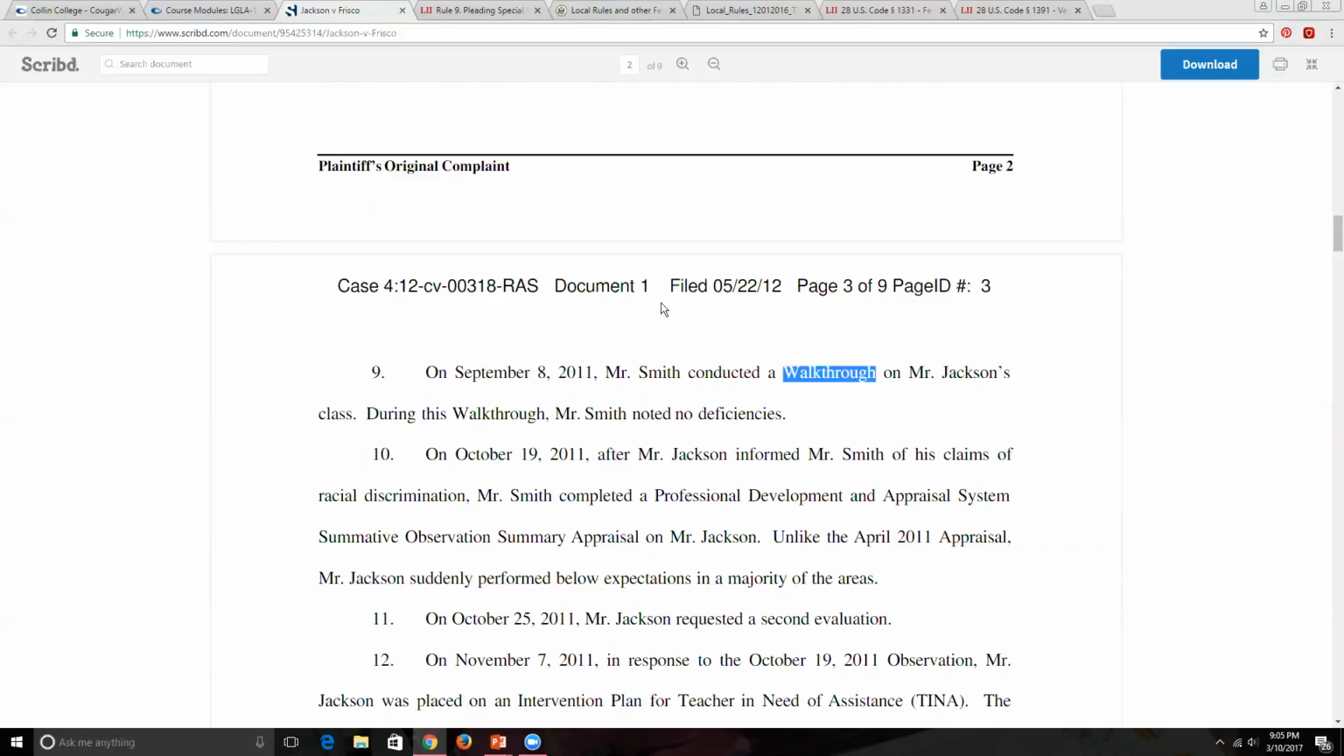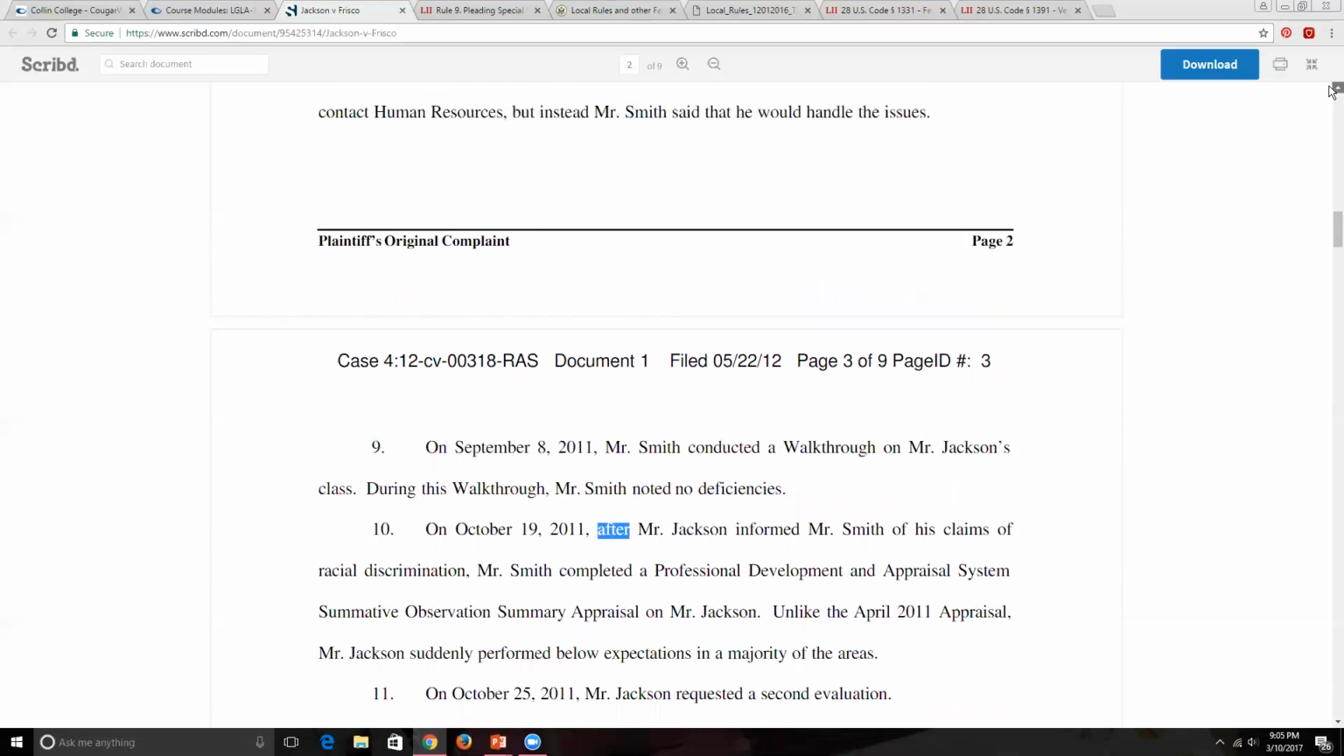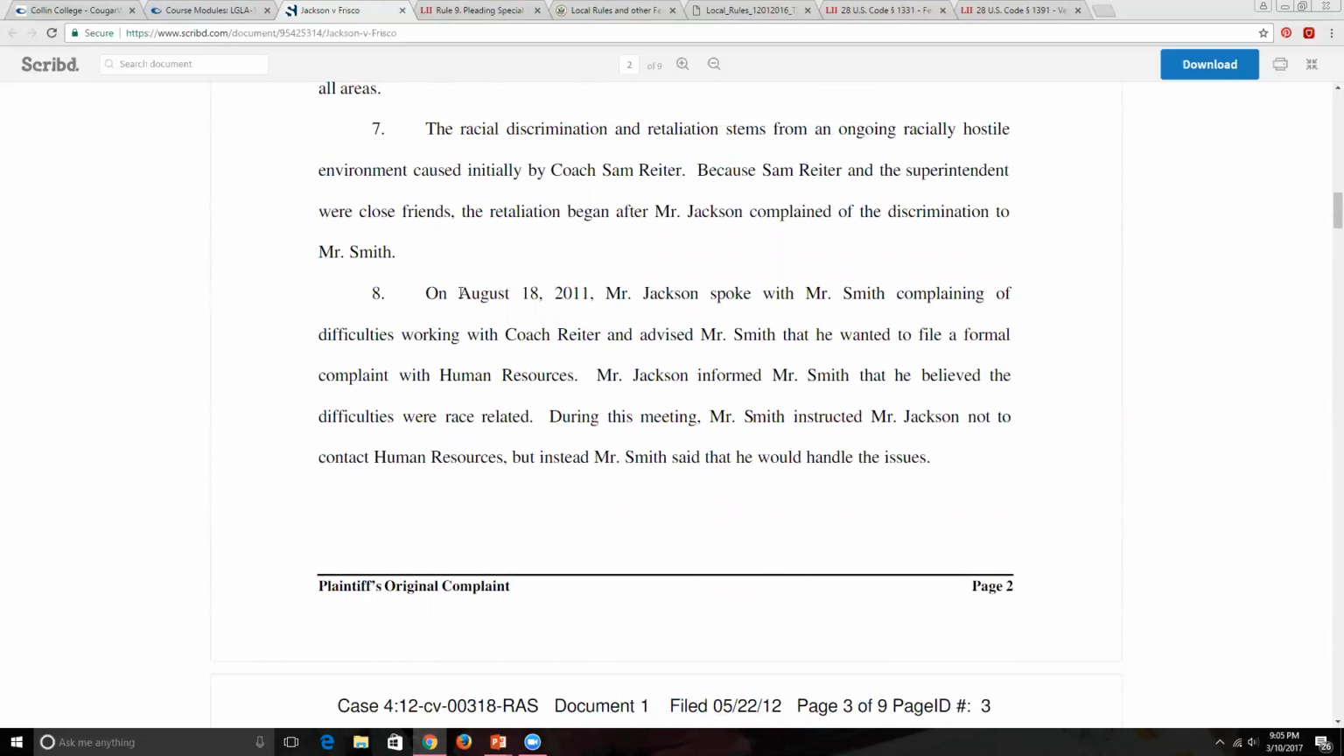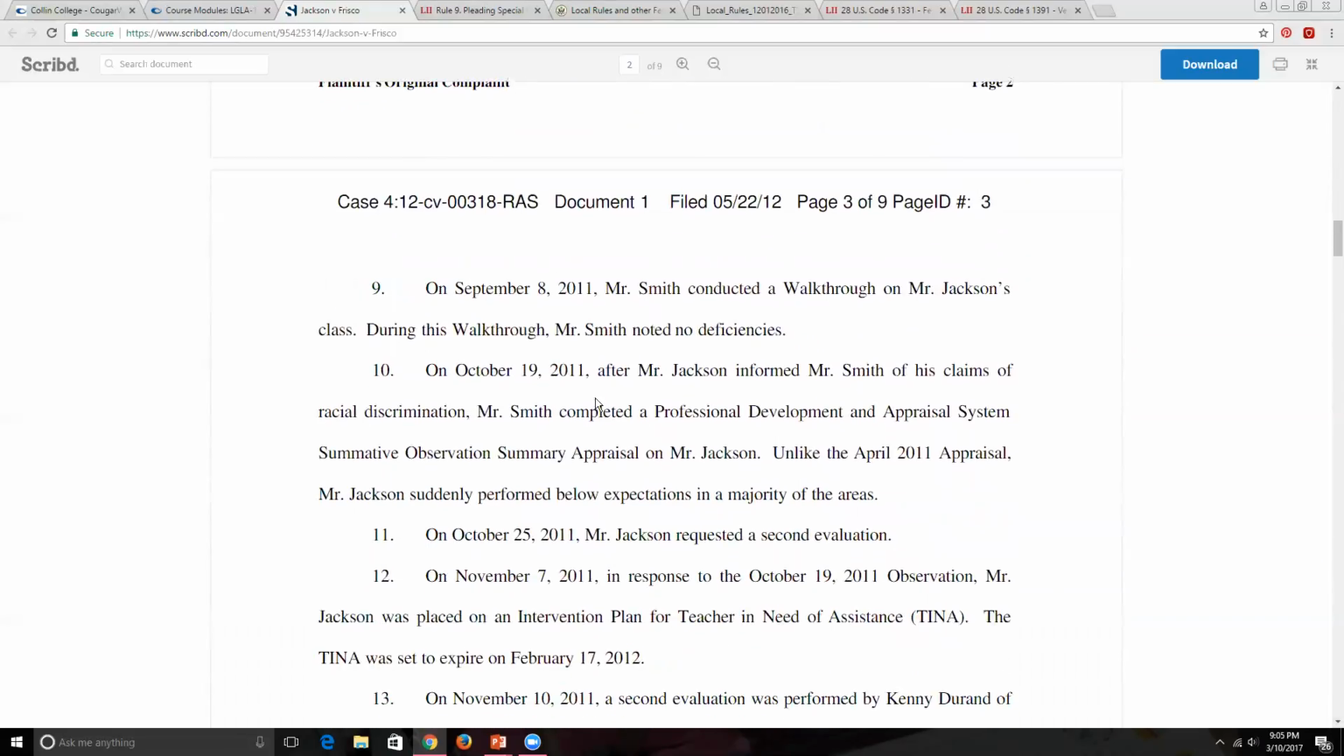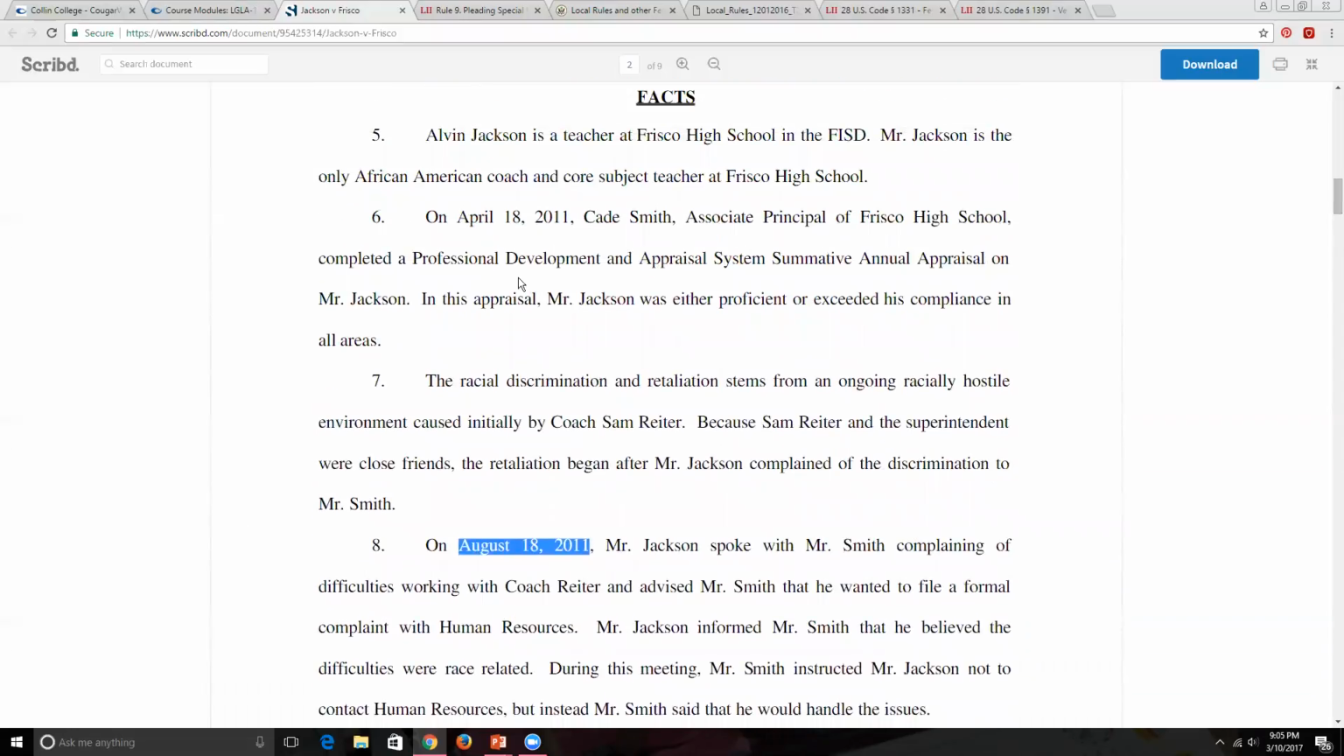We're going ahead a little bit more than a month. On October 19th, 2011, after Mr. Jackson informed Mr. Smith of his claims of racial discrimination. Okay, we're saying after. It's obviously after because the discussion happened August 18. But it's fine to remind, hey, just if you got lost in the timeline, it's already been announced. Mr. Smith completed a professional development and appraisal system summative observation summary appraisal on Mr. Jackson. Okay, so this is the same document we saw up here, right?